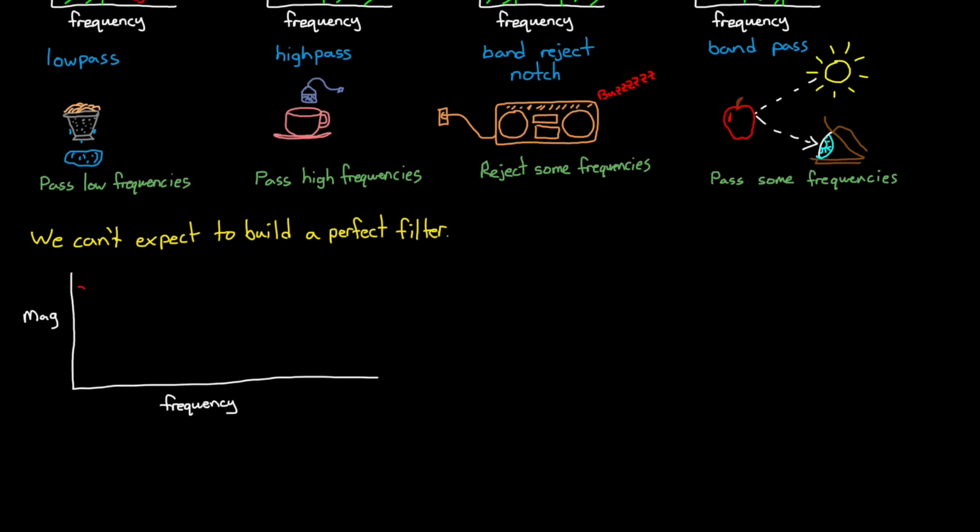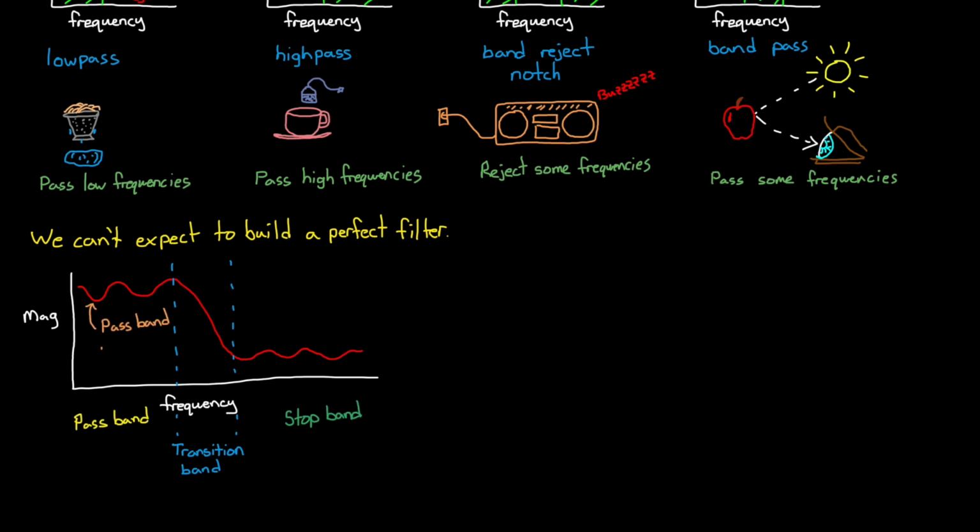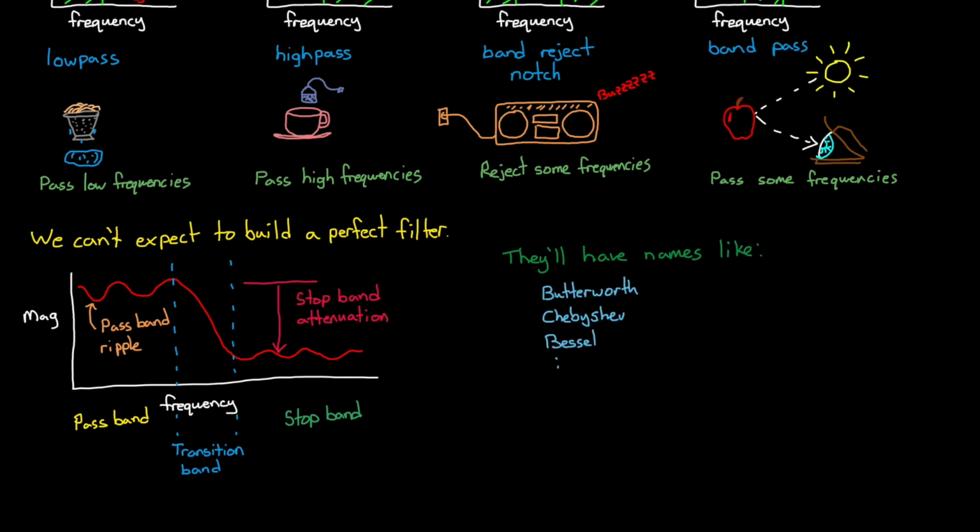In reality, where a filter transitions from passing to stopping is not a single point, but occurs over a band of frequencies. Likewise, you don't get perfect unaltered frequencies in the pass band region, nor do you always get perfect attenuation in the stop band region. How you design your filter is based on the requirements for the filtering that you are doing. There are many variations of these types of filters, and they're given names like Butterworth and Chebyshev and Bessel and more. And there's tons of them, and there'll probably be even more in the future.